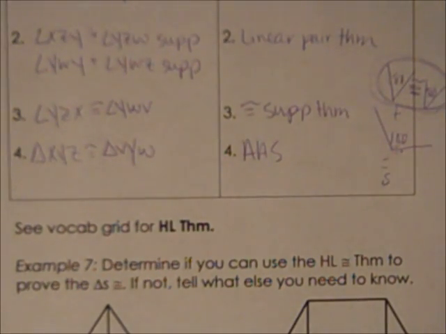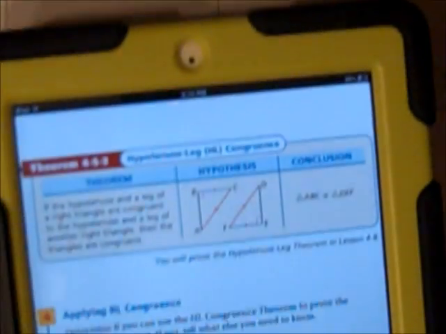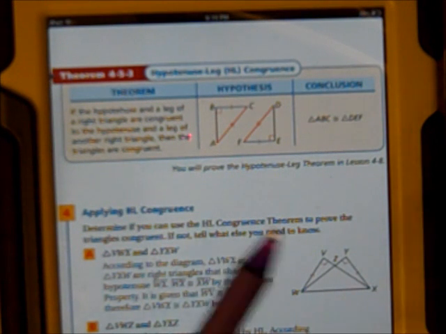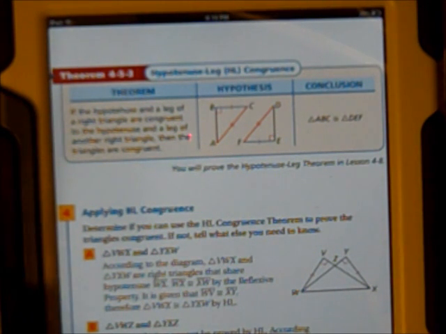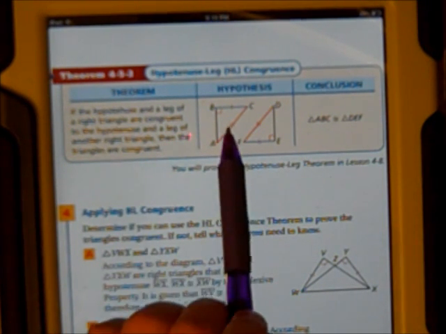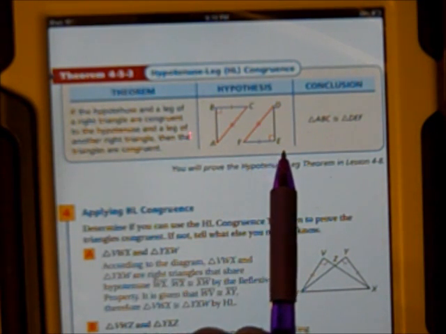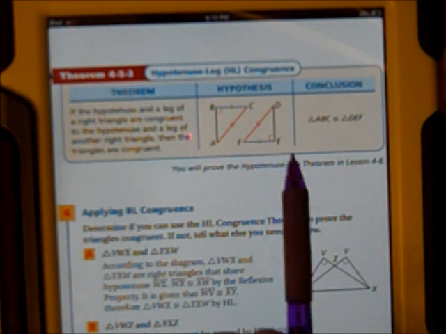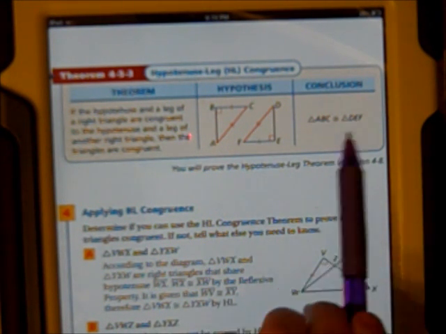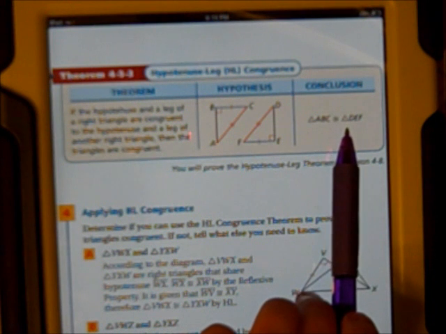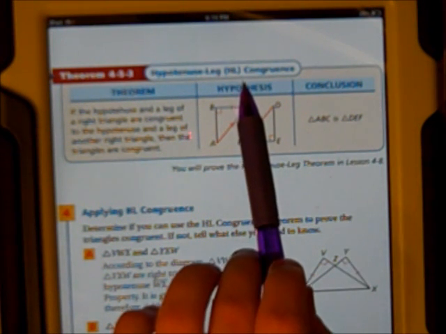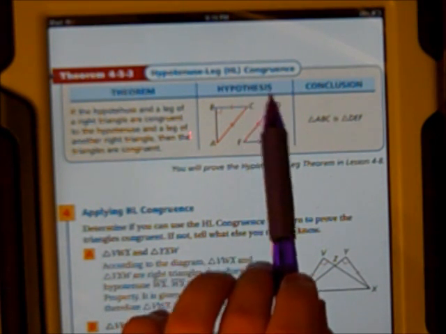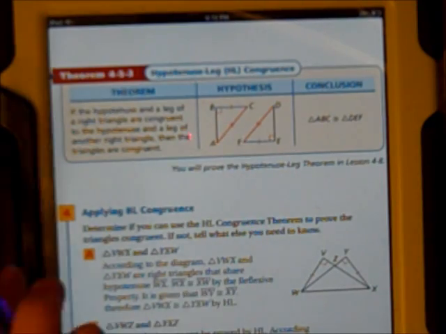Okay, last congruence theorem is called the hypotenuse leg. And you know from previous years that you only use the term hypotenuse when you have a right triangle. So this one only works if you have a right triangle. And what it says is if the hypotenuse and the leg from a right triangle are congruent to the hypotenuse and the leg from another right triangle, then the triangles are congruent. Okay, so it only has 2 things you have to worry about instead of 3, but you also have to worry that it's a right angle to start with.